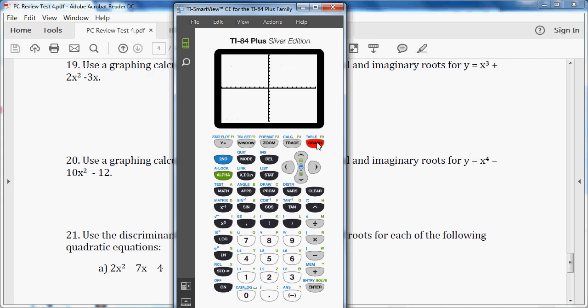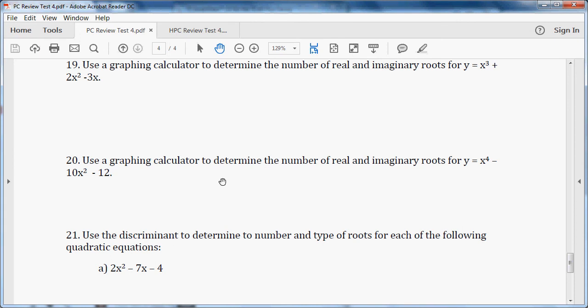I see 1, and 2. So notice it only hits the x-axis twice. So that tells me there are 2 real roots. Two real roots because there's 2 x-intercepts. And since there are 4 total, that tells me the other 2 must be imaginary.